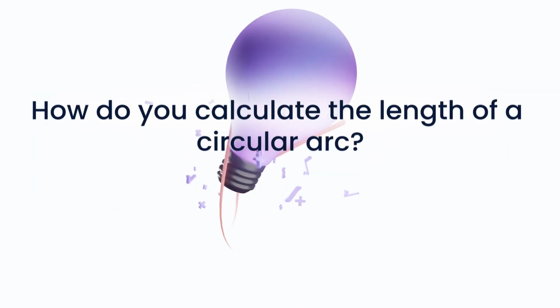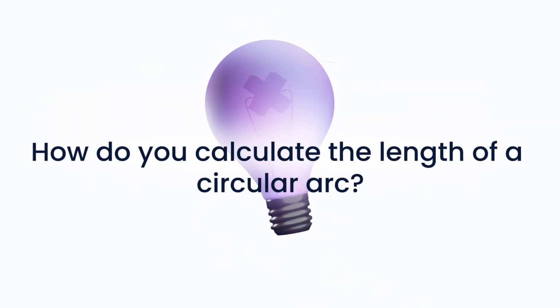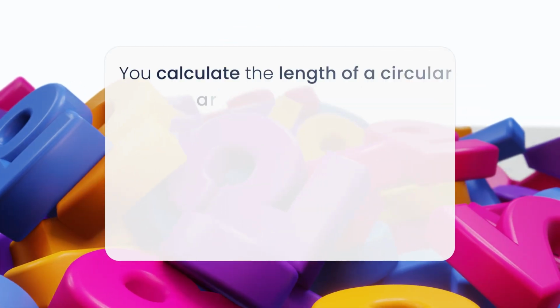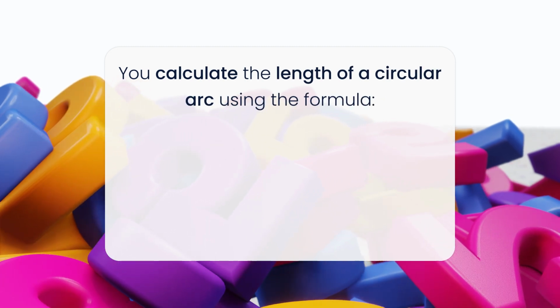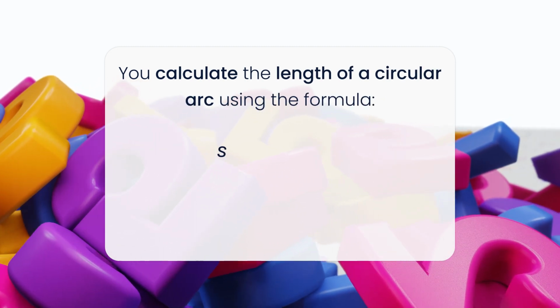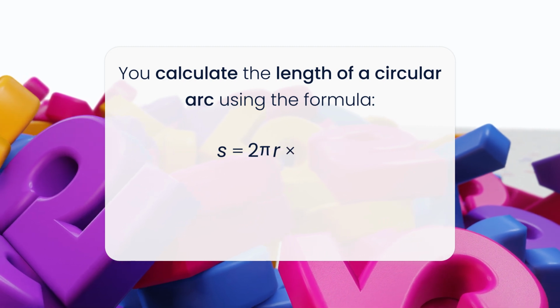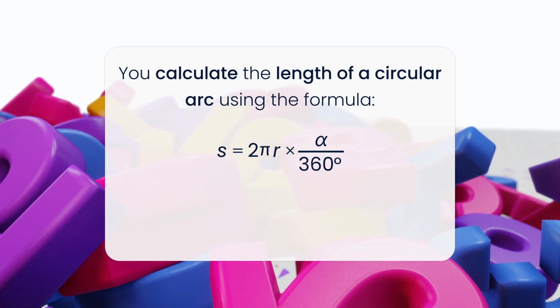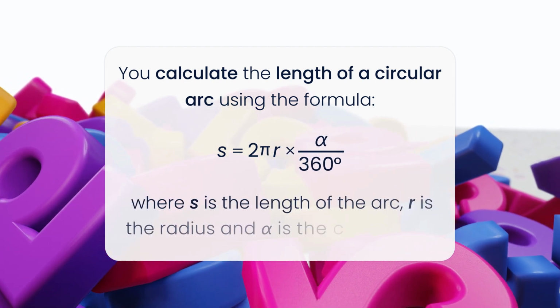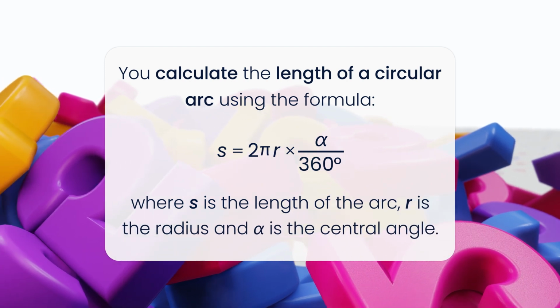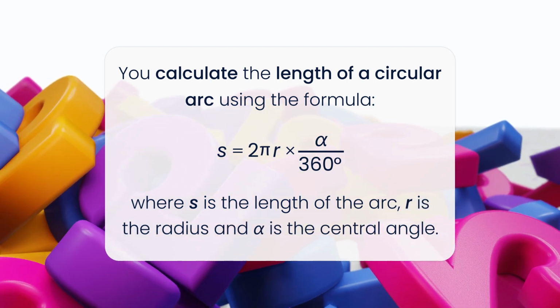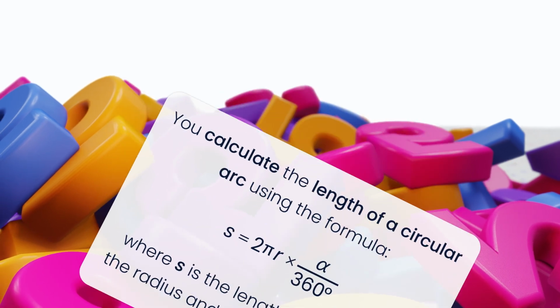How do you calculate the length of a circular arc? You calculate the length of a circular arc using the formula S equals 2 pi r times alpha over 360 degrees, where S is the length of the arc, r is the radius, and alpha is the central angle.